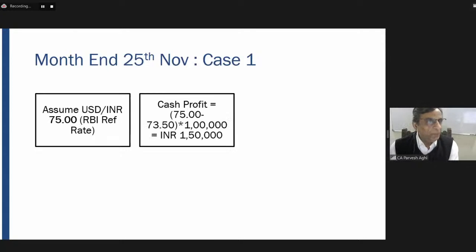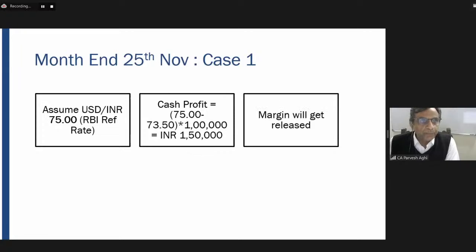Since you have taken a buy position and the dollar has gone up to 75, you enter into a contract to buy dollars at 73.50 from someone, but the rate has gone up to 75. So you are buying something which is today at 75, and the rate fixed by you was 73.5. So you're making a profit. Okay, how much profit? 1,20,000. So you are bullish in dollars, and the dollar has gone up, so you actually stand to gain by taking a long position in dollars. Okay, so you're gaining 1,20,000. The margin will get released at the month end.